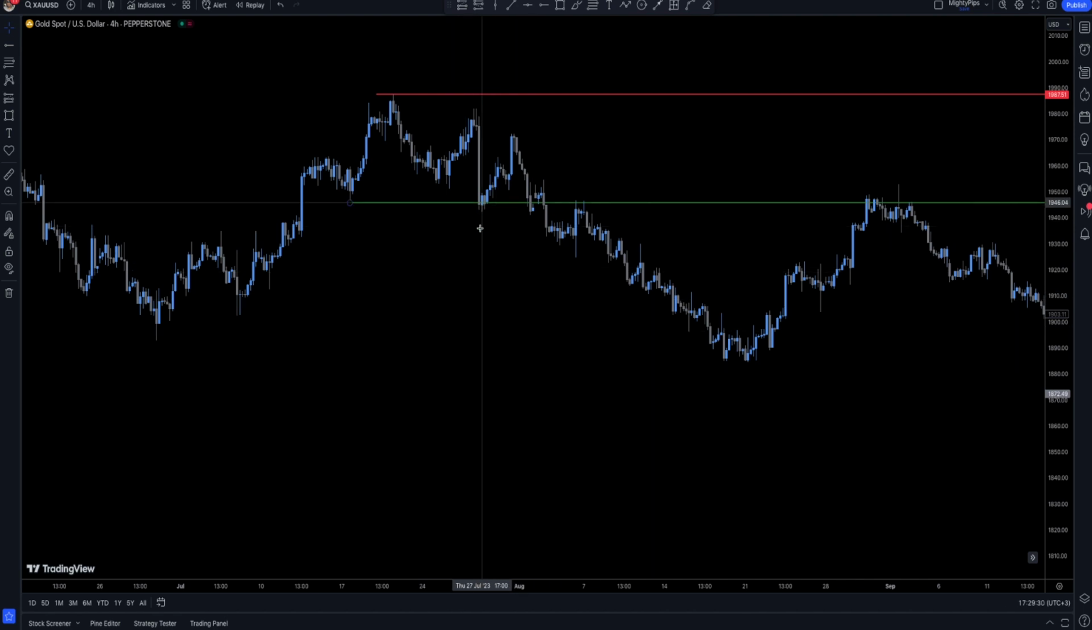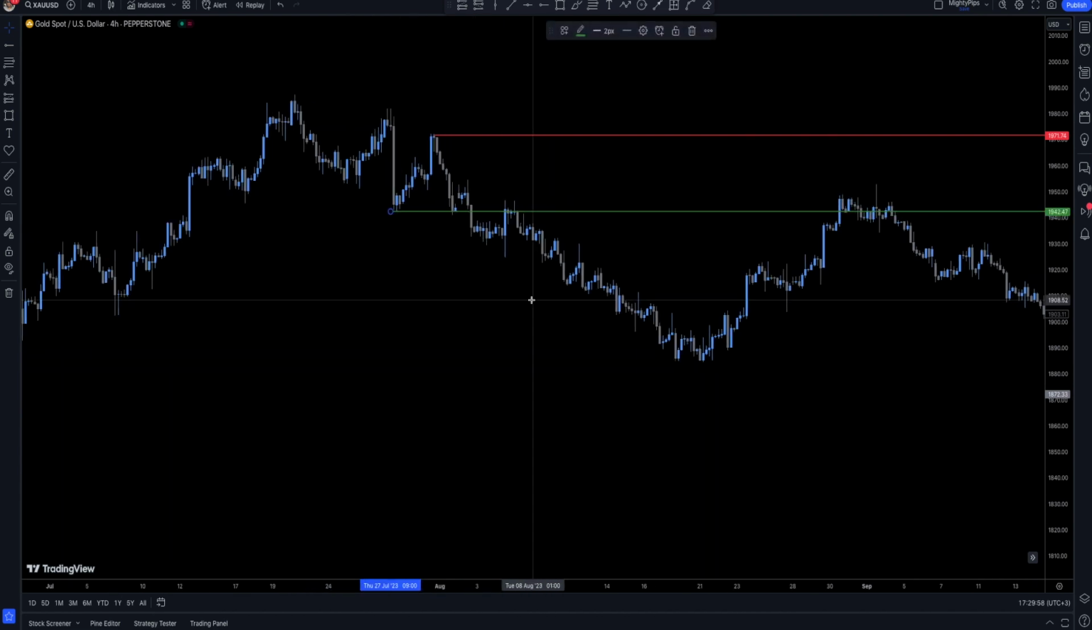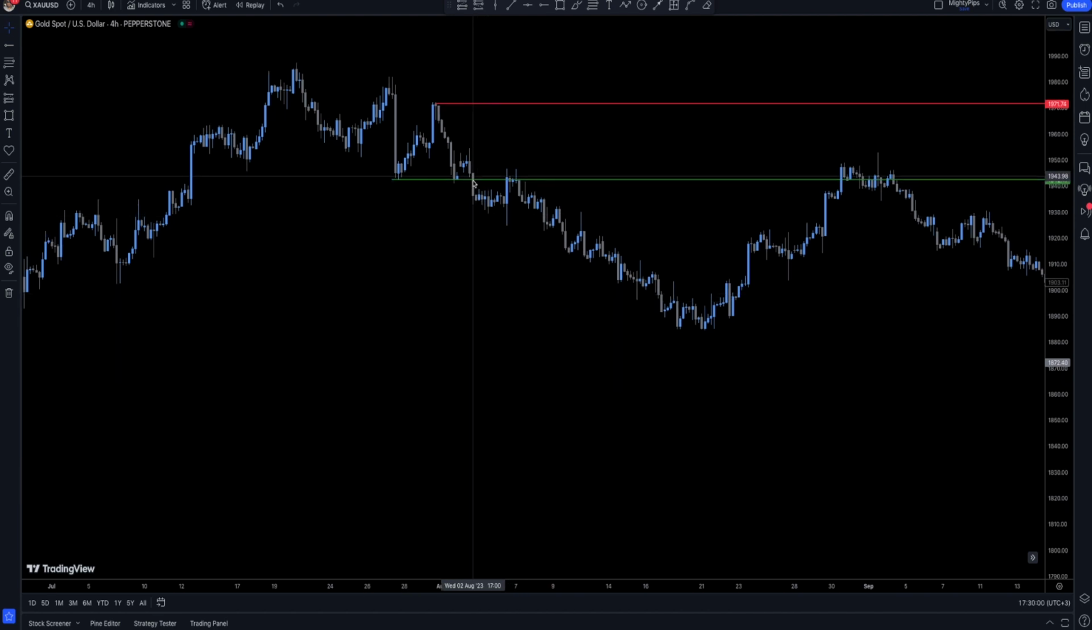So what you're going to do is wait for price to break below the green line for you to sell, and wait for price to break above the red line for you to buy. Just keep moving. As price goes, you move this to the next high. Just move them to the highs and the lows until you get a clean break below the green line. Like here, you got a clean break below the green line.